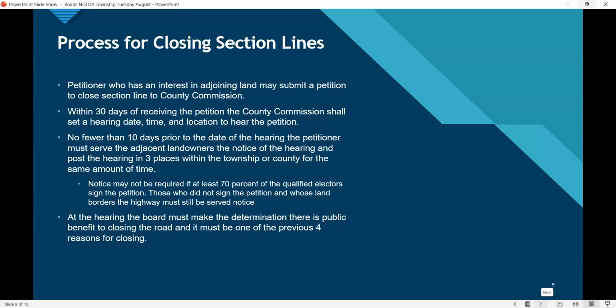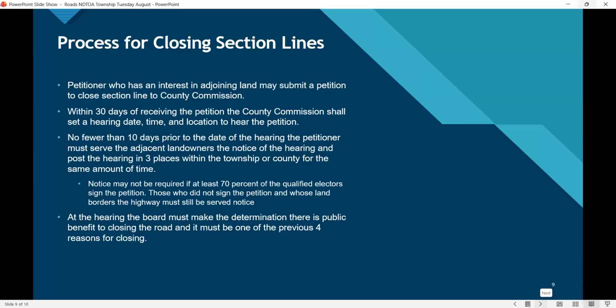There is a section of code that dispenses of notice. Notice may not be required if at least 70% of the qualified electors that have adjoining land sign the petition. But those who did not sign the petition and whose land borders the highway or roadway that's going to be closed must still be served the notice. And again, I don't think this happens very often at these meetings where there's a closure, but at the hearing, the board must make the determination that there is a public benefit to closing the road, and it must be one of the previous 4 reasons for closing it.